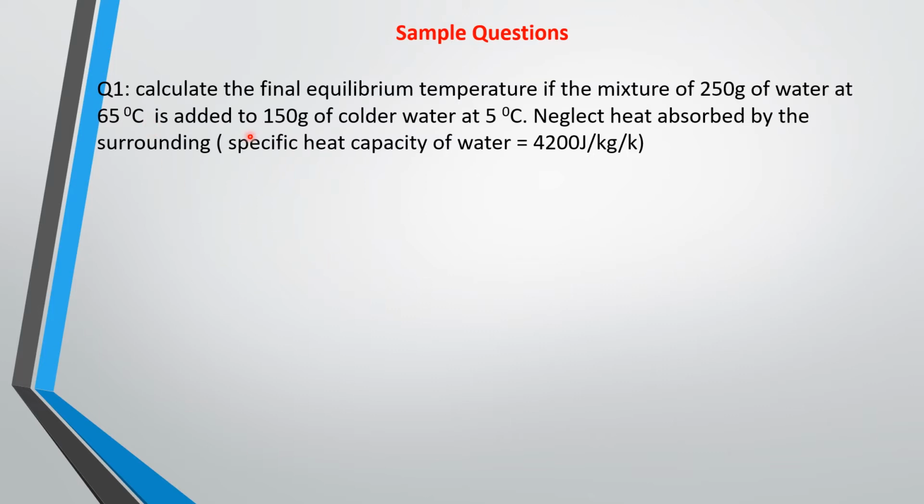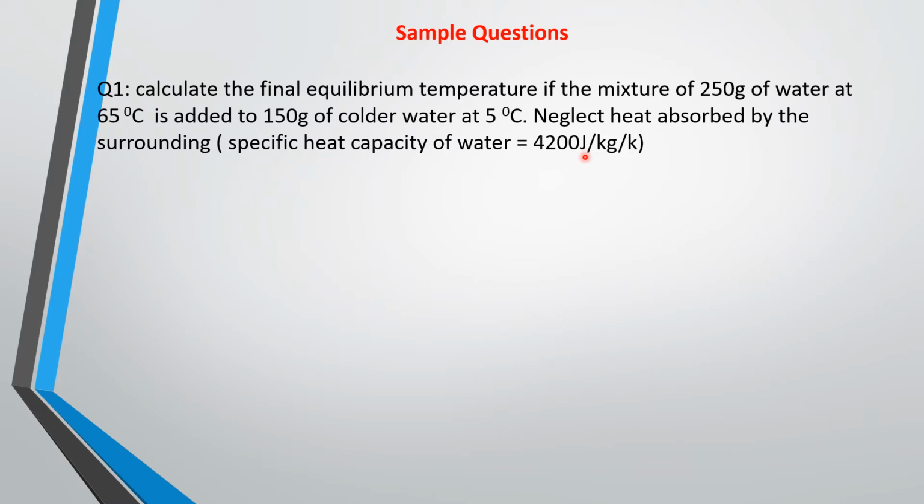Okay, so this one says calculate the final equilibrium temperature if the mixture of 250 grams of water at 65 degrees centigrade, note, is added to 150 grams of cold water at 5 degrees centigrade. Neglect heat absorbed by the surrounding. Specific capacity of water is equals to this.